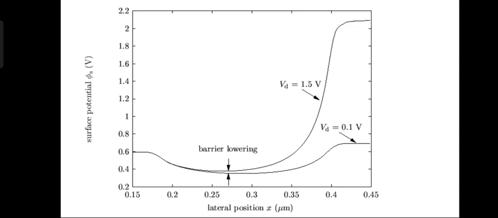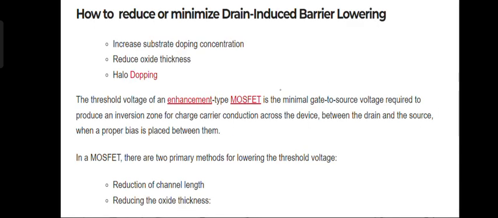In this, between 0.25 and 0.3 there is the barrier lowering, and after 0.35 the curve reaches its peak. Here are the ways to reduce drain induced barrier lowering. By increasing the substrate doping concentration, we can reduce drain induced barrier lowering. Reduce oxide thickness, halo doping.